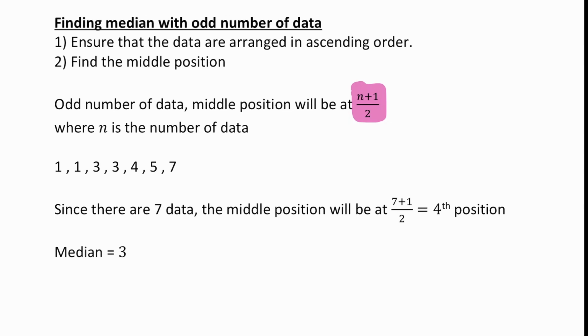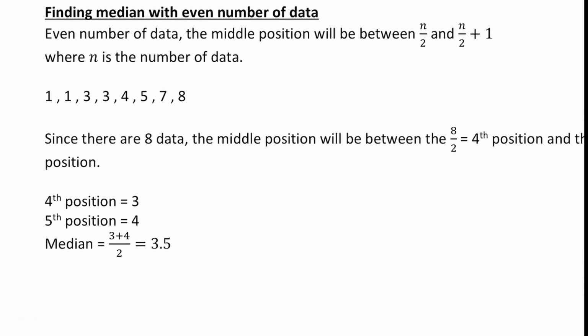So let's look at the following data below. You can see that there are actually 7 data points. So the middle position will be at (7 plus 1) divided by 2, which is the 4th position. Now how do you find the 4th position? Just simply by counting: this is the 1st position, 2nd position, 3rd position, 4th position, and so on. You can see that the number 3 is the one in the middle. You can also check by looking at the left and right: there are 3 data points on the left and 3 data points on the right. So that's why the median is 3.